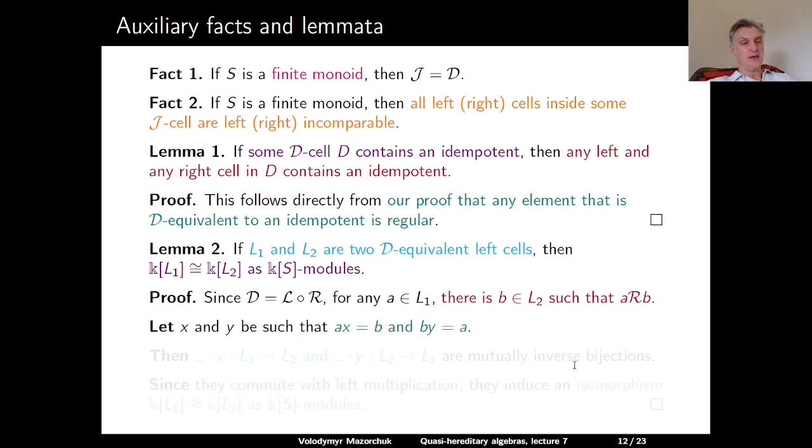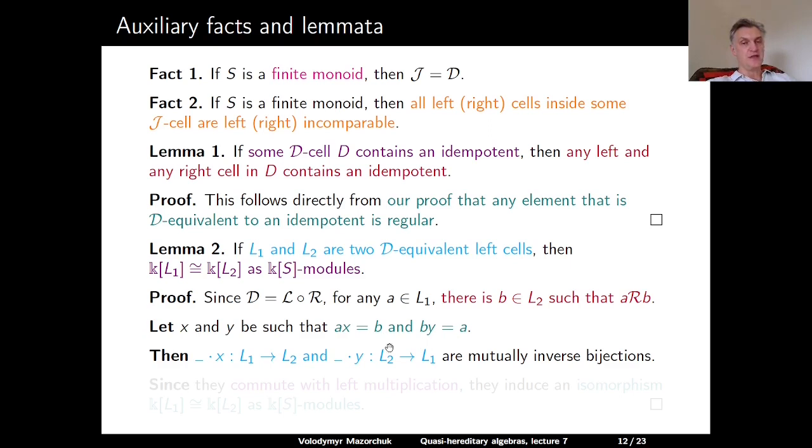Let x and y be two elements in S such that ax is equal to b and by is equal to a. So they exist because a and b are equivalent. Then we have two maps, right multiplication with x, which is a map from L1 to L2, and right multiplication with y, which is a map from L2 to L1.